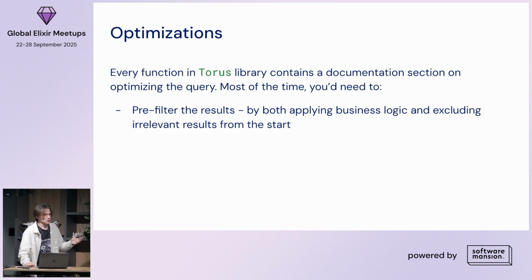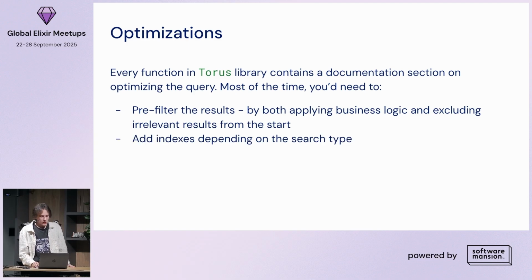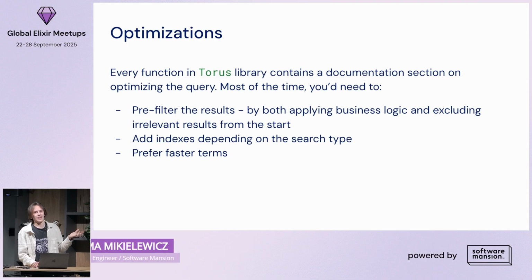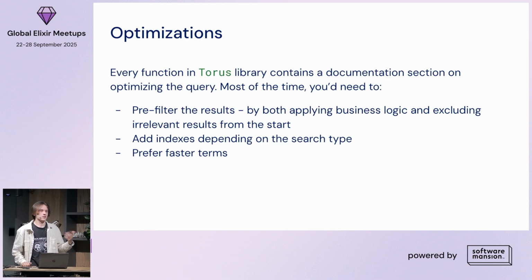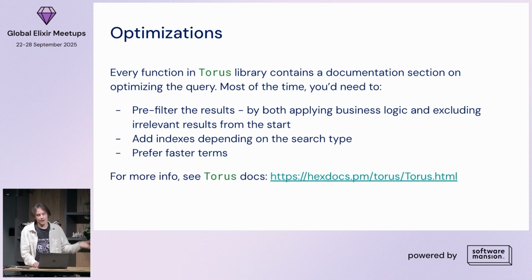Like for similarity search, I think you can easily pre-filter the results because Postgres stores the data in a specific way. Also, you can add indexes, and every search type has specified what indexes can help and how they can help. You can prefer faster terms because some terms are slower, some are faster. For example, prefix searching is usually really fast, and suffix searching is not, because again of the way data is stored and traversed. And again, you don't need to remember anything. Everything is in Torus documentation.